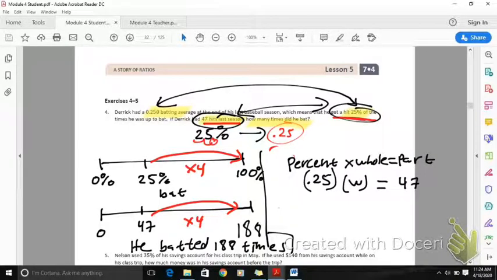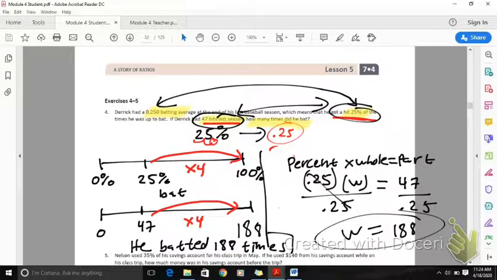So again, if you're using this method, just plug in the numbers they give you into the correct part of this equation. Then right here we're trying to solve for the whole. Remember, we divide both sides by 0.25. You do the math out, you use a calculator for that one, that's okay. You get 188 also.